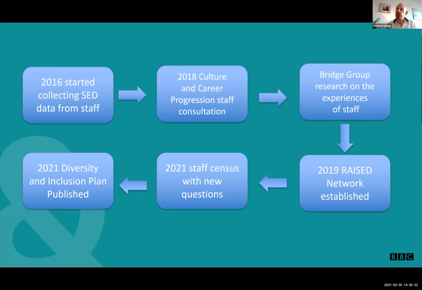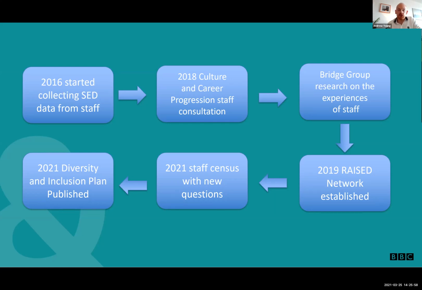But what we also wanted to do was look beyond the data, or, I guess, what's behind the data. So in 2018, as part of a suite of culture and career progression reviews, we consulted with staff about socioeconomic diversity to better understand what was working well, perhaps wasn't working so well, and to try and create the best possible environment for people to progress their careers at the BBC, and obviously be themselves at the BBC as well.